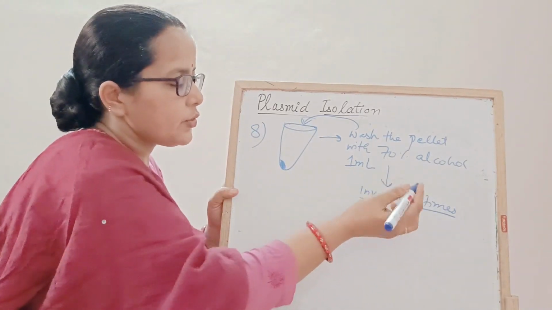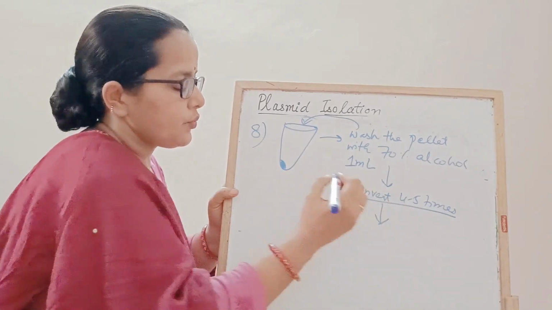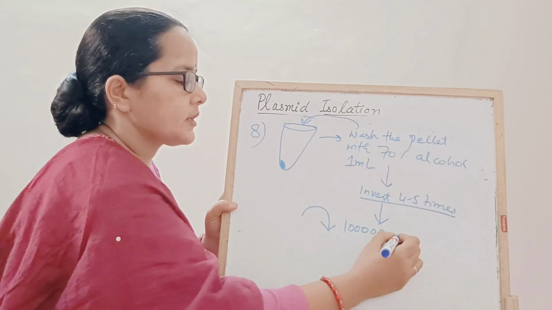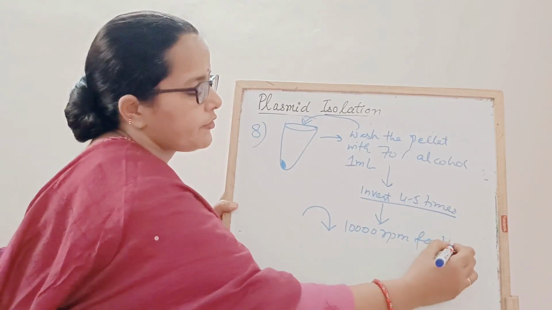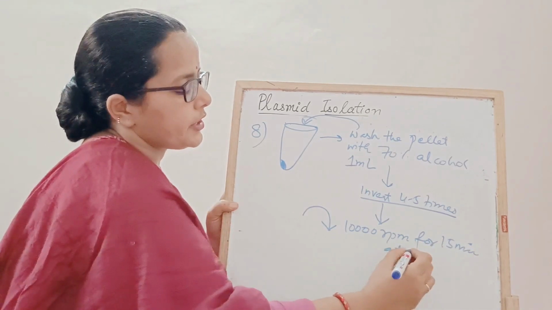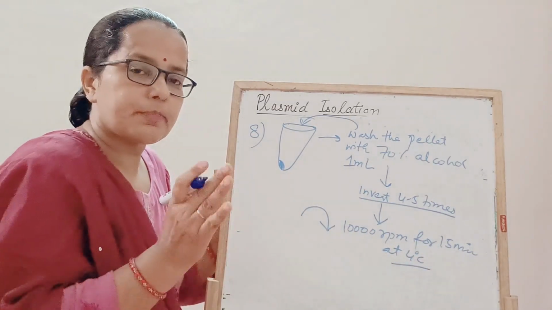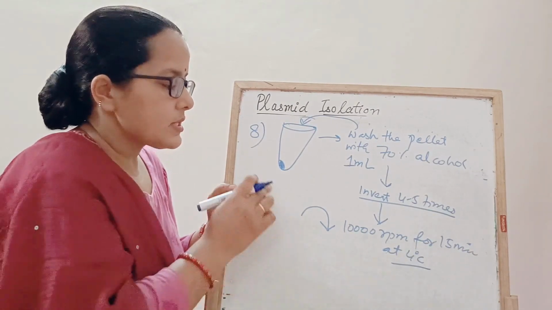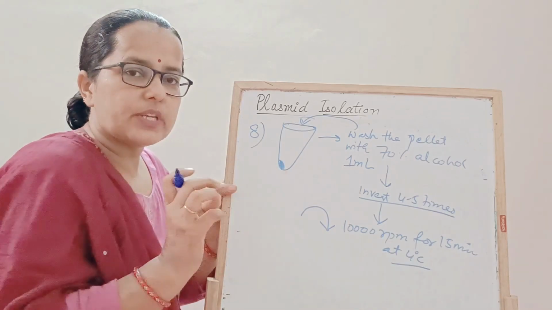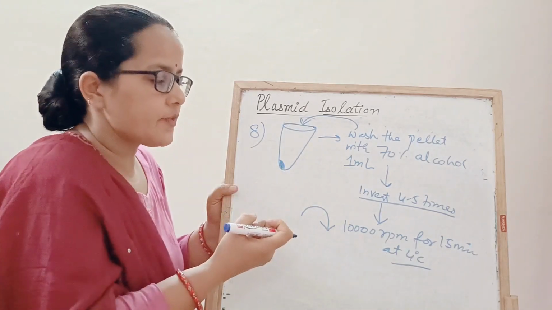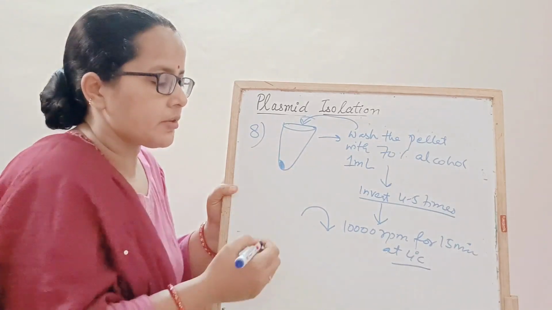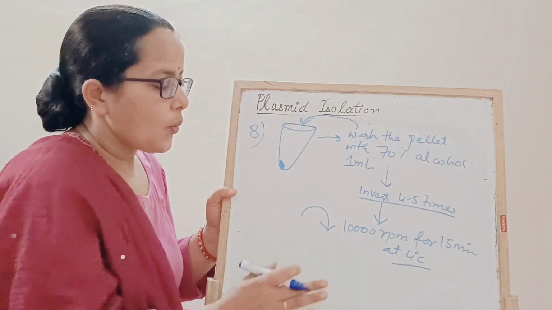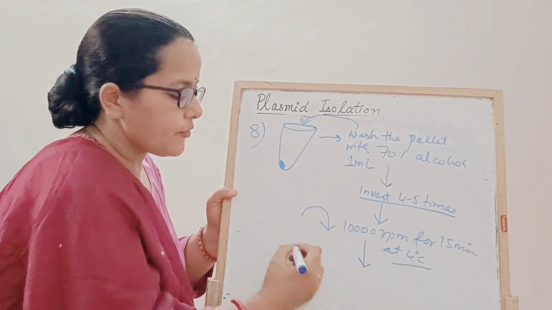When you have inverted the tube, what do you have to do now? You have to repeat the centrifugation at 10,000 RPM for 15 minutes at 4 degrees. Because sometimes the pellet is very soft or flaccid, so to preserve it and let it settle down at the bottom, you need to do centrifugation for 15 minutes at 4 degrees. Once you have done your centrifugation, remove the alcohol.